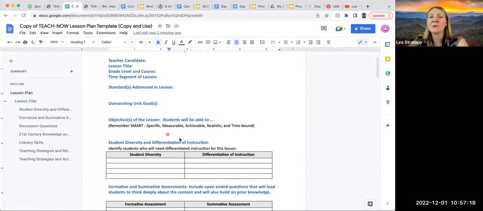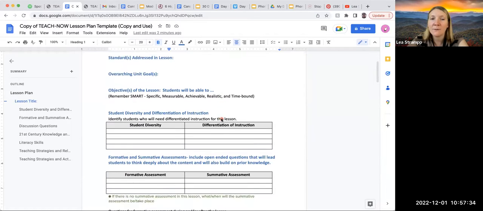I really prefer my objectives to be more student-centered, using phrasing like students will be able to, or students will this, or students can that. That way, it's more something that you can just take directly into the classroom, and it also holds students accountable.